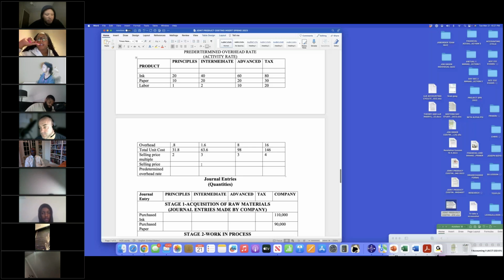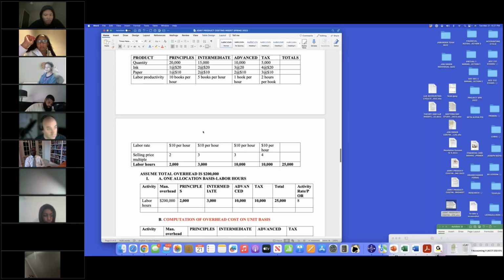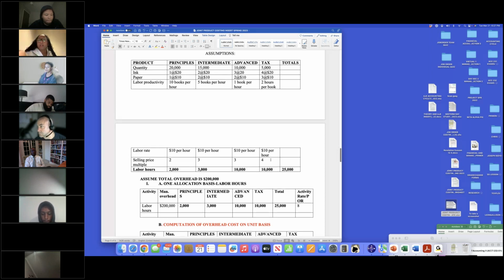How do you get the selling price? 63.6. How do you get the selling price again? Multiple. We multiply the multiple times the unit cost, and one of your assumptions up here is your selling price multiple. You always look at that. So you're just bringing that selling price multiple down and multiplying.